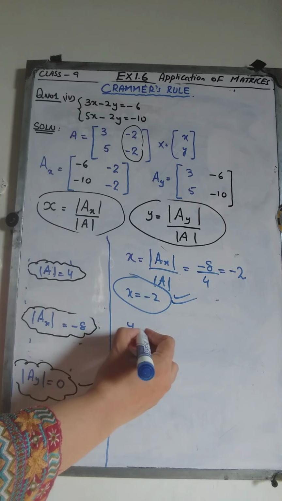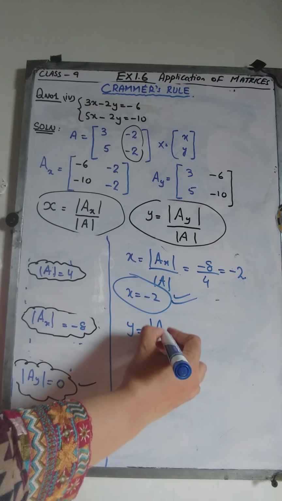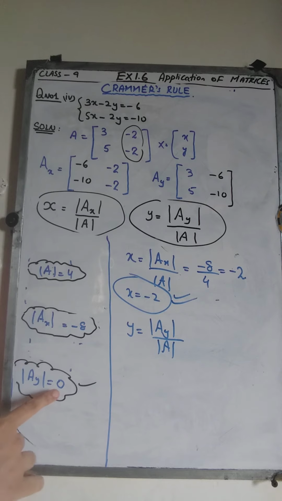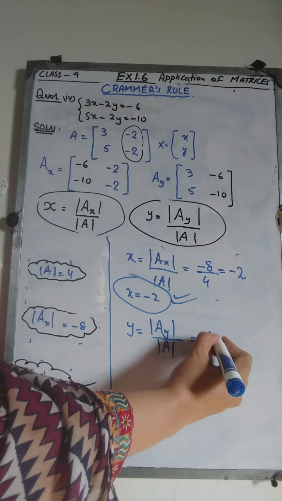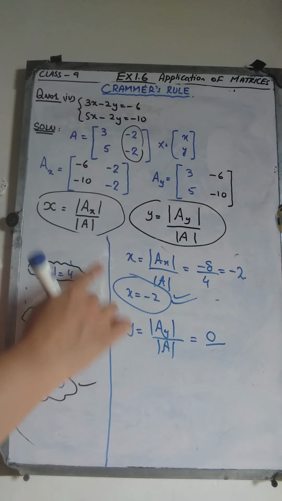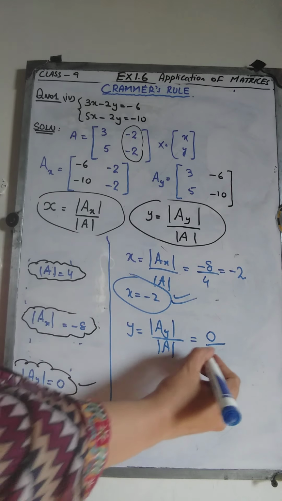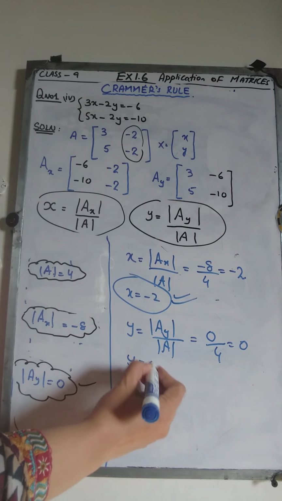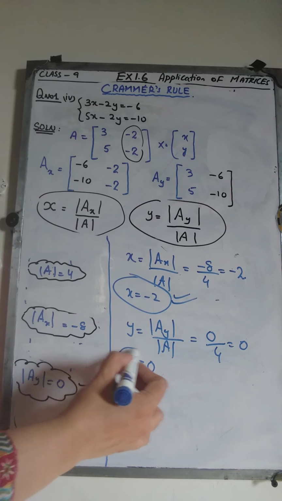Now to find the value of Y, what we needed is determinant of AY over determinant of A. Determinant of AY we have calculated, and it is 0, over determinant of A, which is here 4. 0 divided by 4 is 0. So the value of Y is equal to 0.